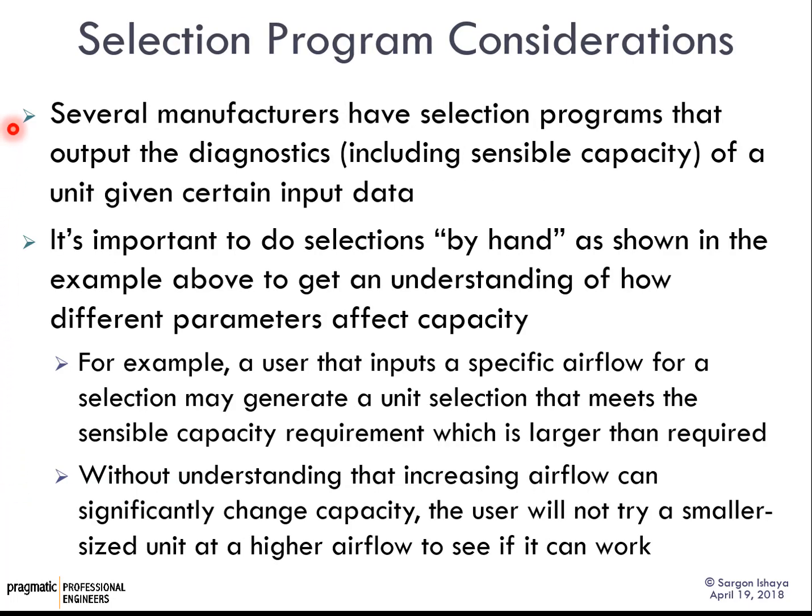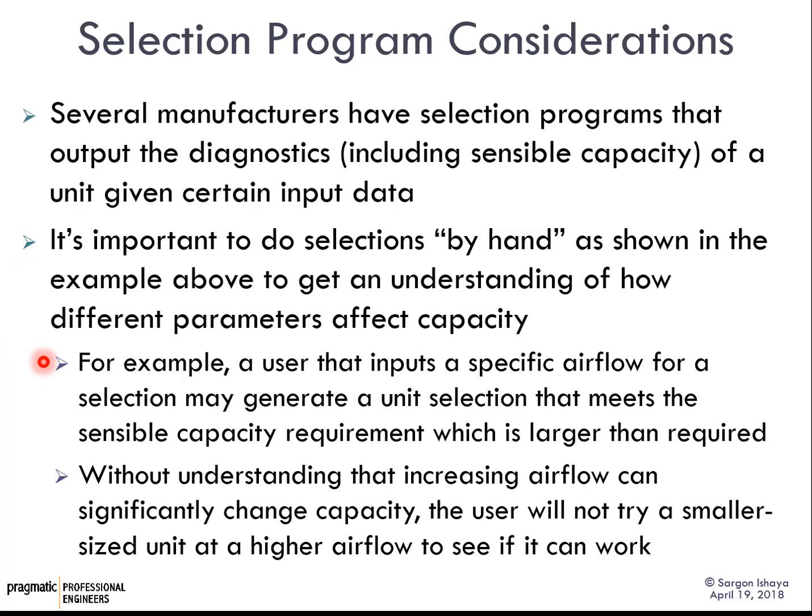Now, as I've mentioned before, several manufacturers have selection programs. So you can plug in some conditions and the program will select a unit for you. The program will essentially go through the steps that we just went through, given certain input data. What I am suggesting and advocating is that it's very important to do these selections by hand, because you will learn how the different parameters of an air conditioning unit affect its capacity. And I've given a couple examples here.